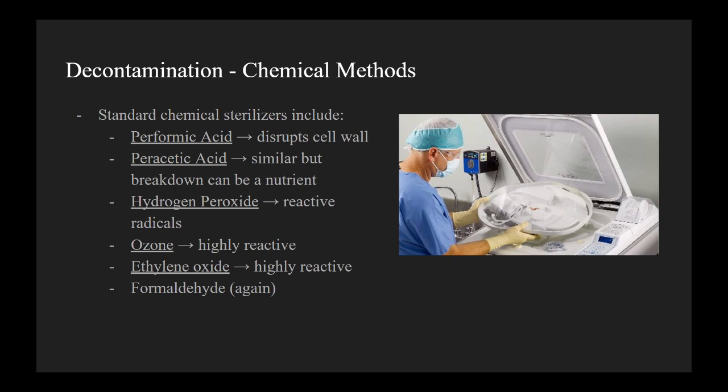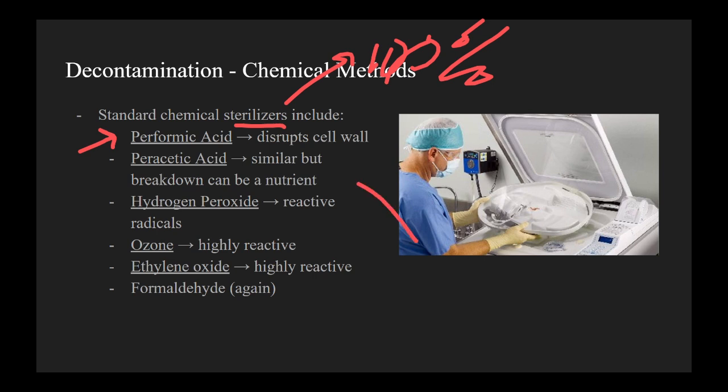Okay, so now we're looking at sterilizers. So remember, killing 100% of the organisms. So we have a bunch of different names that you can just write down on your cheat sheet or something. But performic acid and peracetic acid, these are both cell wall disruptors. But sometimes performic acid is preferred because peracetic acid, once it's broken down, can actually produce acetate. And some microbes can actually use acetate as a food source. So it could potentially be beneficial to the microbes. So usually I think performic acid is more preferred. But anyways, yeah.